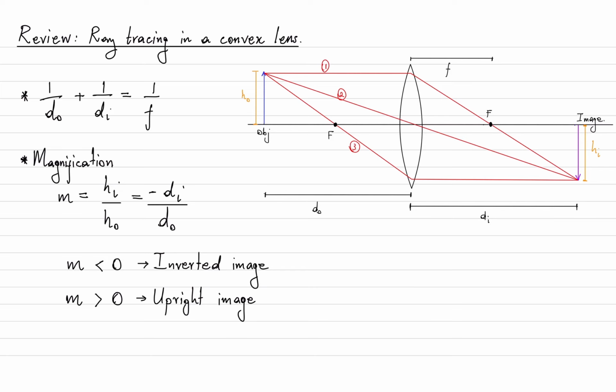Okay, so over here you might notice that M is equal to HI over HO. It is also true that the magnification of a lens is equal to negative the image distance divided by the object distance. Do not worry about the negative for now. We will talk about it later.